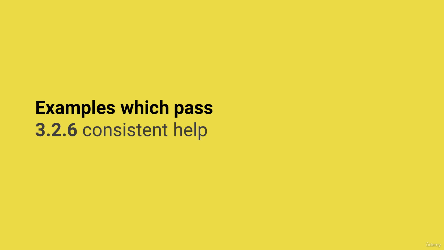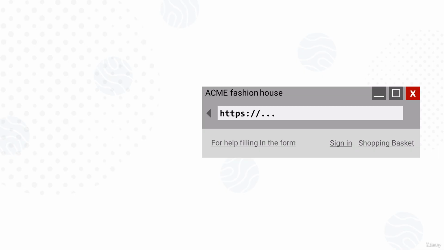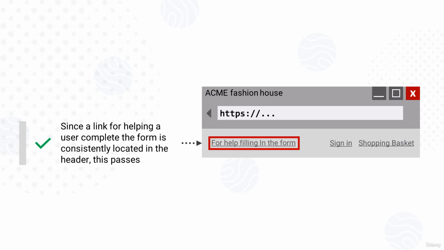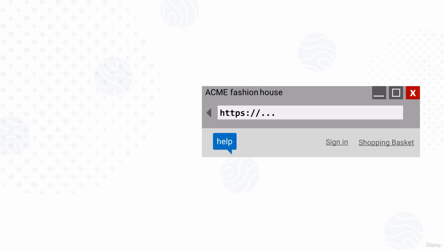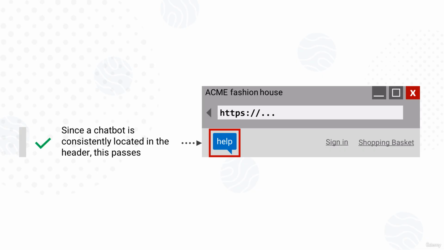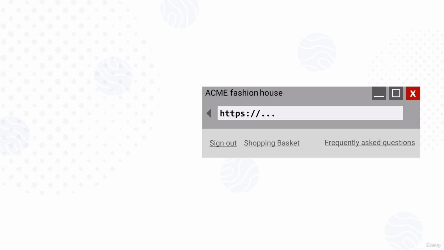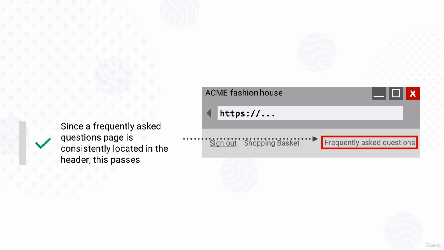So what does passing the criterion look like? Since a consistently located contact link is provided when filling in a complex form, this passes. Since a consistently located chatbot is provided in the header, this enables a user to quickly interact with staff without having to open a second interface. This passes. Since a consistently located frequently asked questions link is found in the header, this passes.